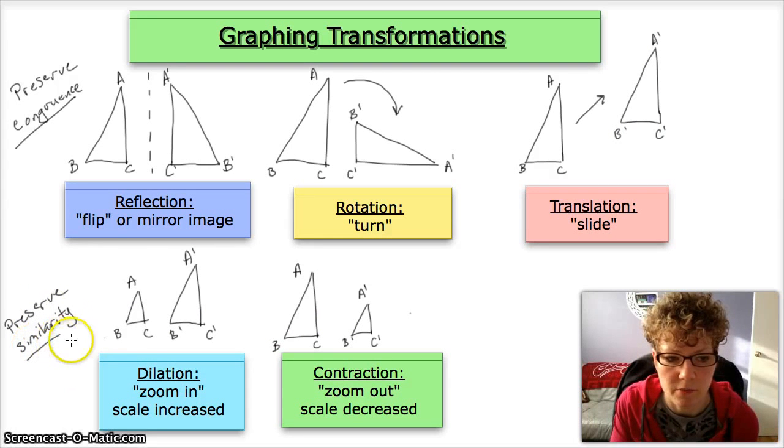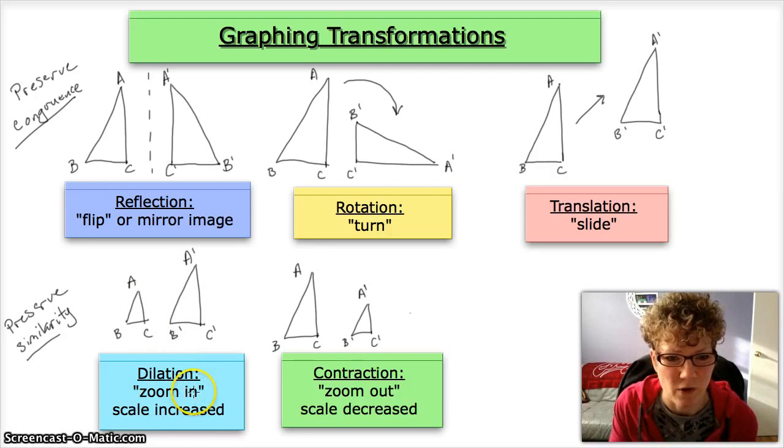Okay, the next two are ones that preserve the similarity of the figures. So similar means that they're not the same size, but they are proportional to one another. So we have A, B, C, and then we have A prime, B prime, C prime, and you'll notice that the new one is larger. So this is called the dilation.